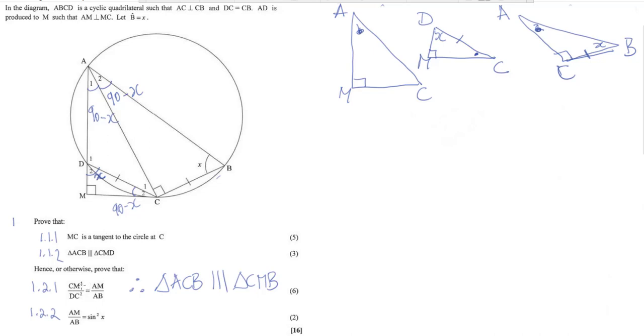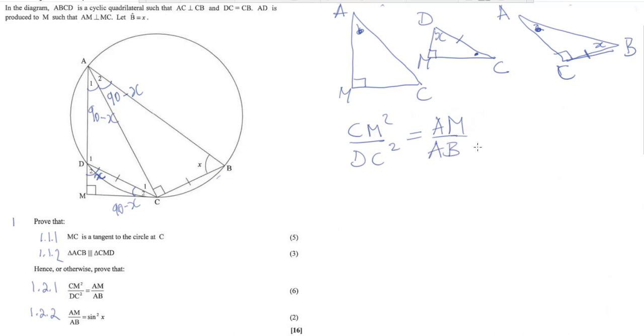So we need to prove now that CM squared over DC squared is equal to M and the AB, okay, over AB. So if we can prove this one, we get 6 marks. Now, how do we prove this?